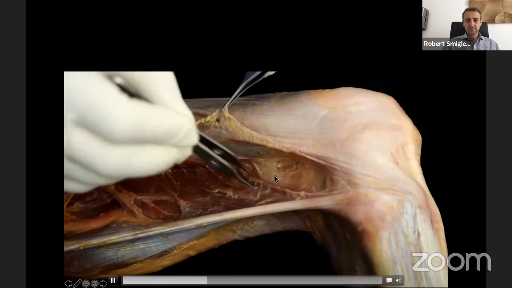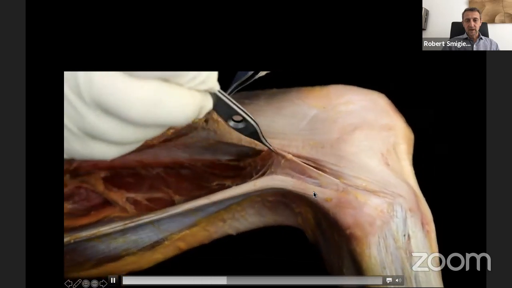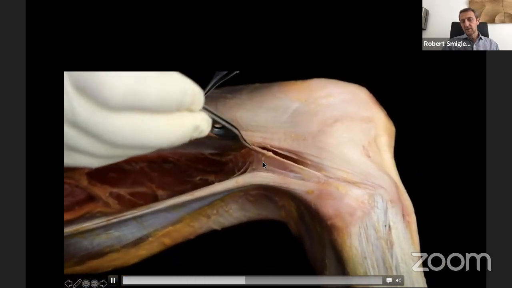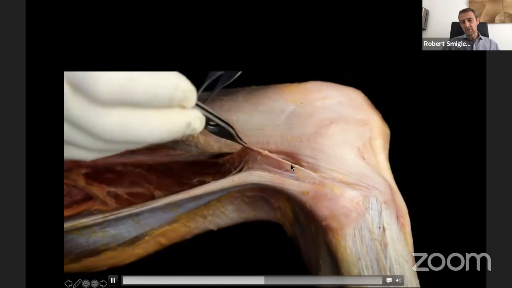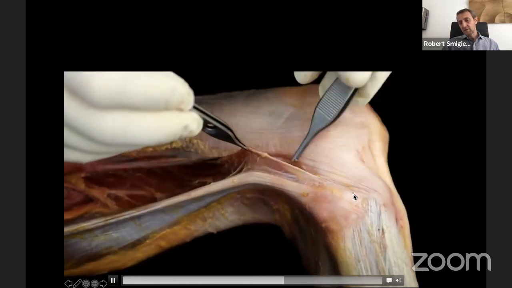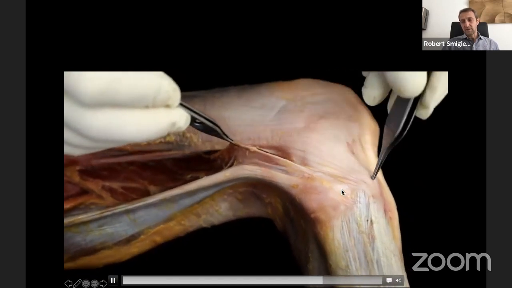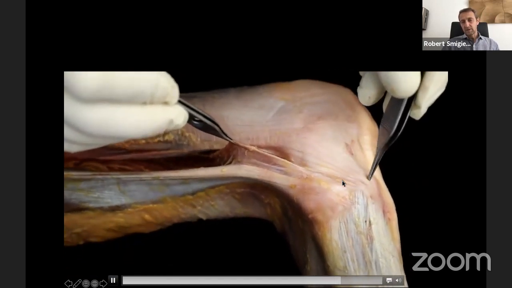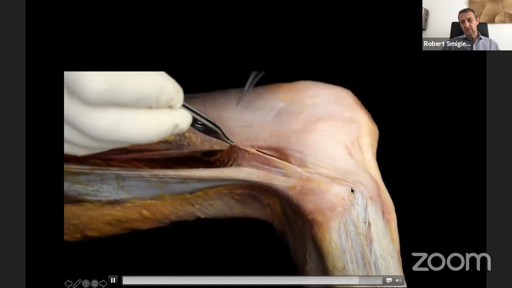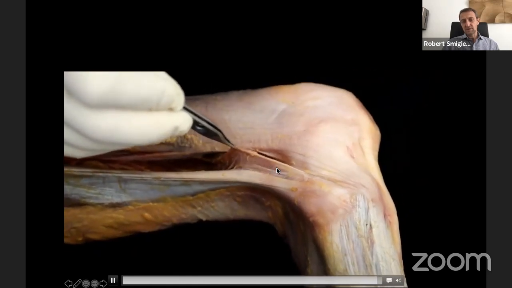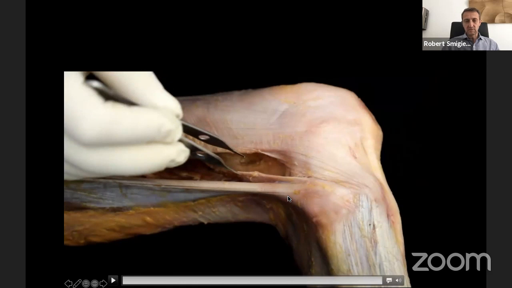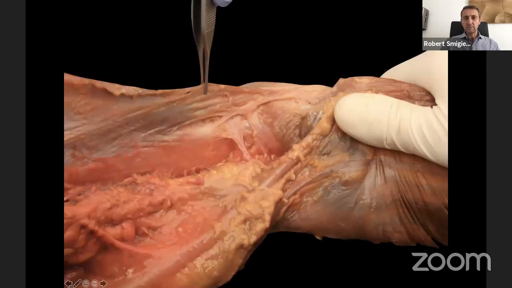Here, and these are the fibers from the short head of the biceps femoris. Can you see here? They are running to the anterolateral part of the tibial plateau. When I pull it, there is also some movement of the tibia, but it's not so strong, so these fibers are not so important.